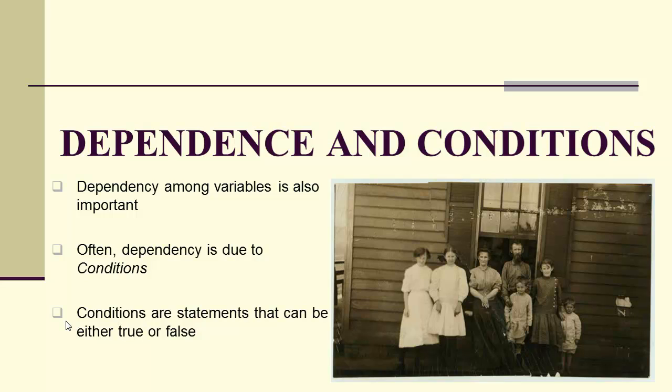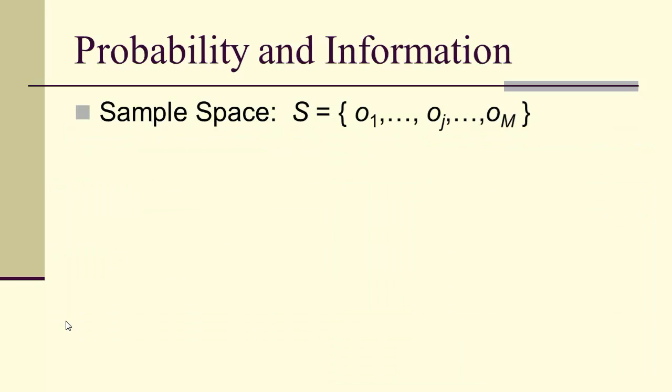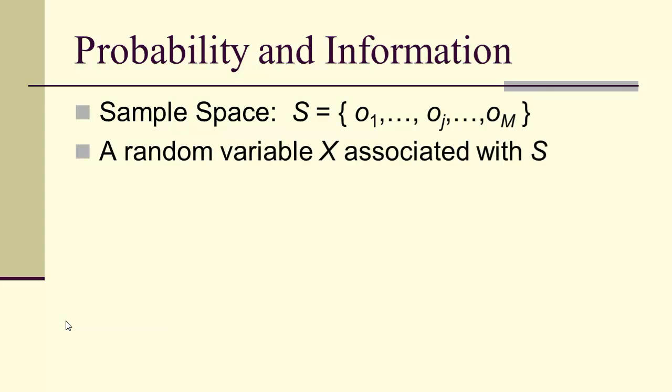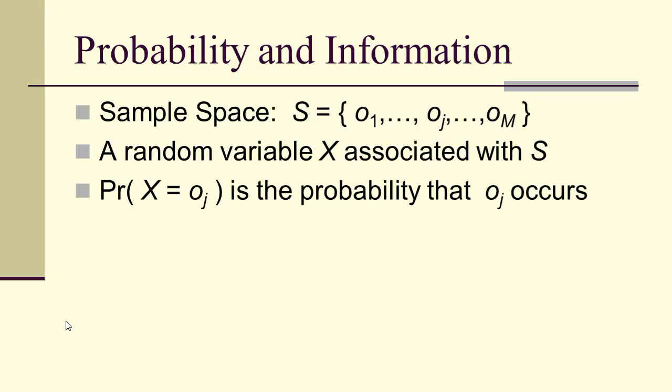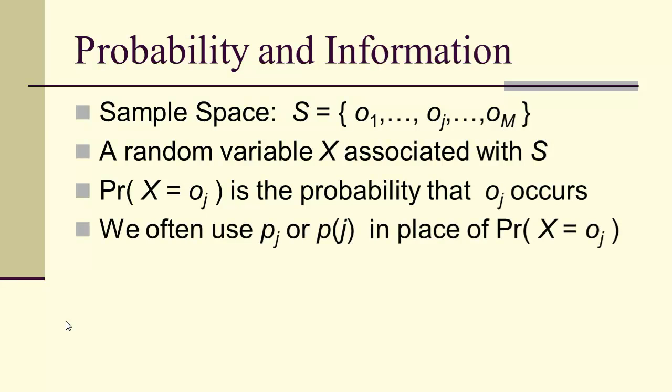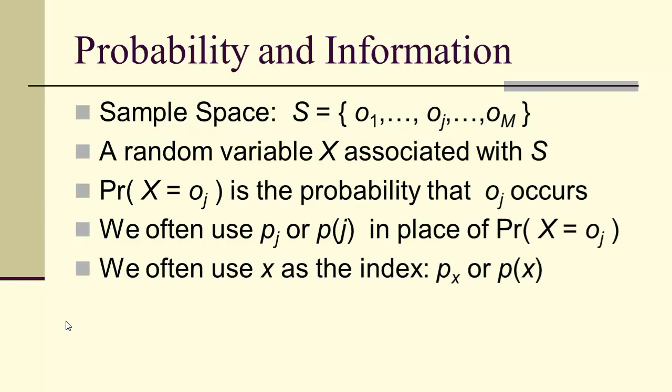We've looked at independence, but we're going to look at dependence and conditions where a condition can be either true or false. Let's review. Last time we looked at a sample space and that we can associate a random variable with a sample space. We have notation, the probability that X is O sub j is the probability that outcome O sub j occurs. Sometimes we simply write P sub j or P of j. And very often we use x instead of j and write P sub x or P of x. And little x is a value and big X is the actual variable.